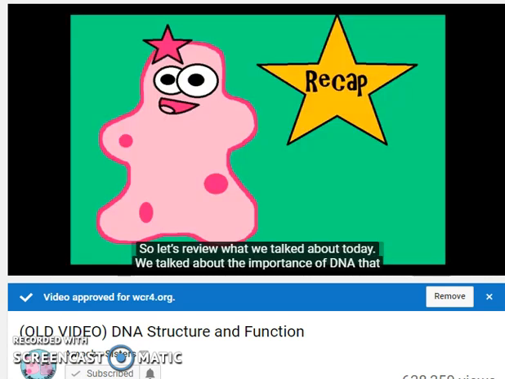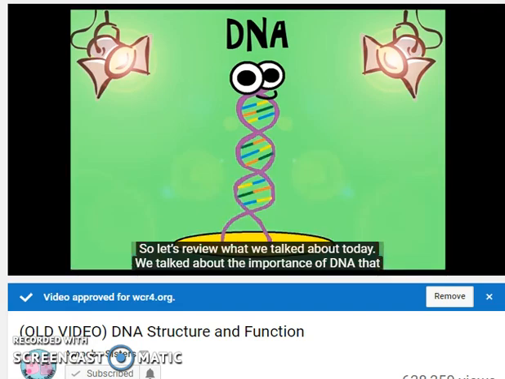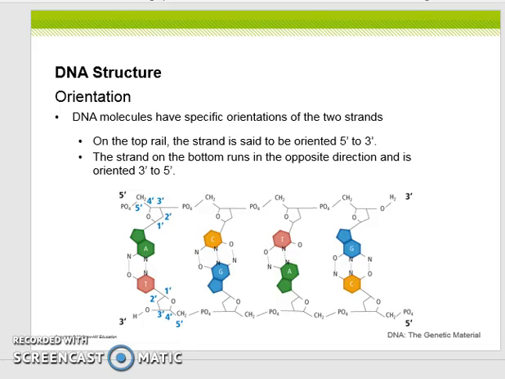So let's review what we talked about today. We talked about the importance of DNA. You need to know about the top rail and the bottom strand. So on the top rail, the strand is said to be oriented 5 to 3, and the strand on the bottom runs in the opposite direction and is oriented 3 to 5. And then it matches up. So we have A to T, C to G, T to A, G to C.